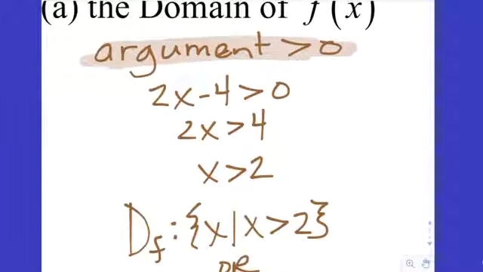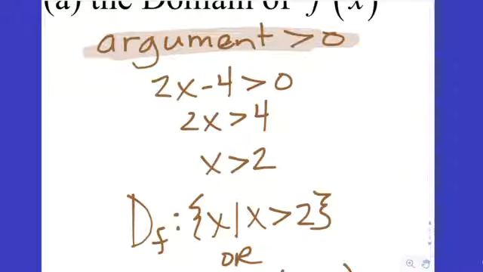2x minus 4 in this case is linear. Boring. We get to do it algebraically instead of graphing. You could solve it graphically if you still wanted to. But this is linear, so I added 4 to both sides, divided by 2, and I got x is greater than 2. So we're going to go with it. I don't think I made a mistake on that one.